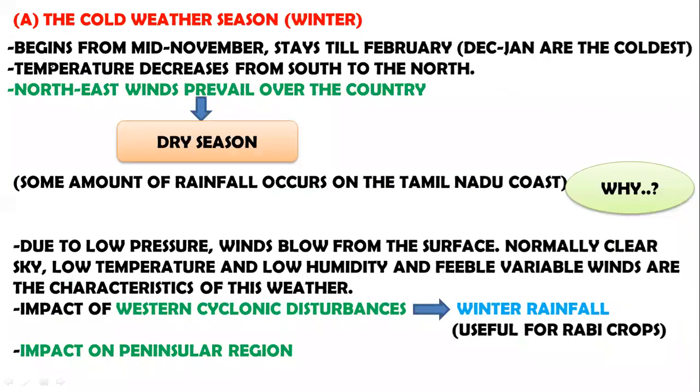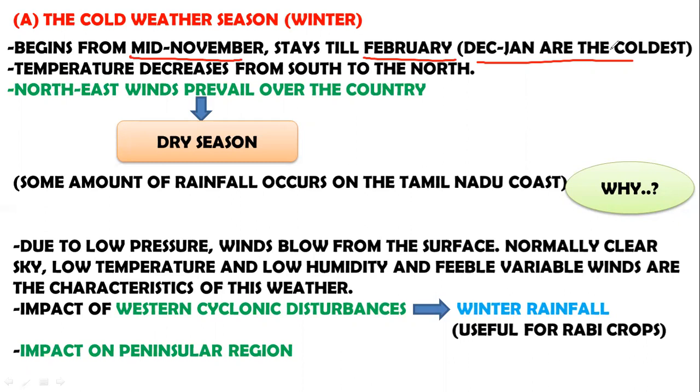So let's begin with the cold weather season. It begins from mid-November, stays till February, and December, January are the coldest. These are the characteristics of the cold weather season. Now, why does cold season occur in the first place? Because the position of the sun has changed and it has turned over to Tropic of Capricorn in the southern hemisphere, due to which the northern part of India is experiencing cold season.